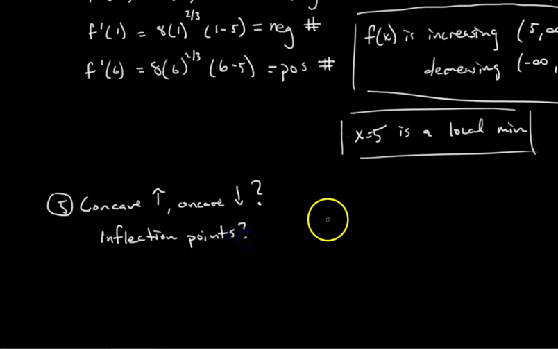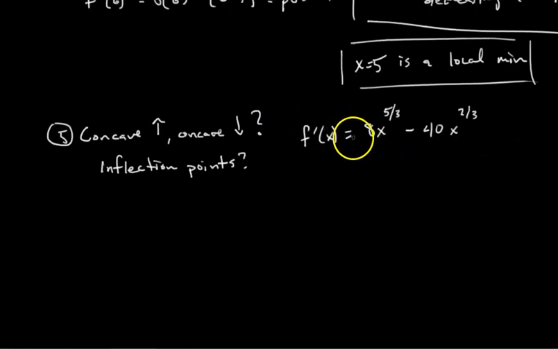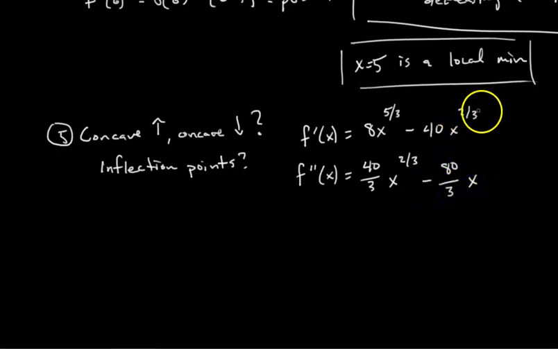Okay, so to do this, we have to get our second derivative of the function. Let me recopy the first derivative, the version that isn't factored out, because it'll be easier to take the derivative. Given that this is f prime of x, f double prime of x we get just by using the power rule. So 8 times 5/3 is 40/3, times x to the, subtracting 1 from the exponent, 5/3 minus 3/3, which is 2/3, and then minus 40 times 2/3, so that's 80/3, times x to the 2/3 minus 3/3, which is minus 1/3.